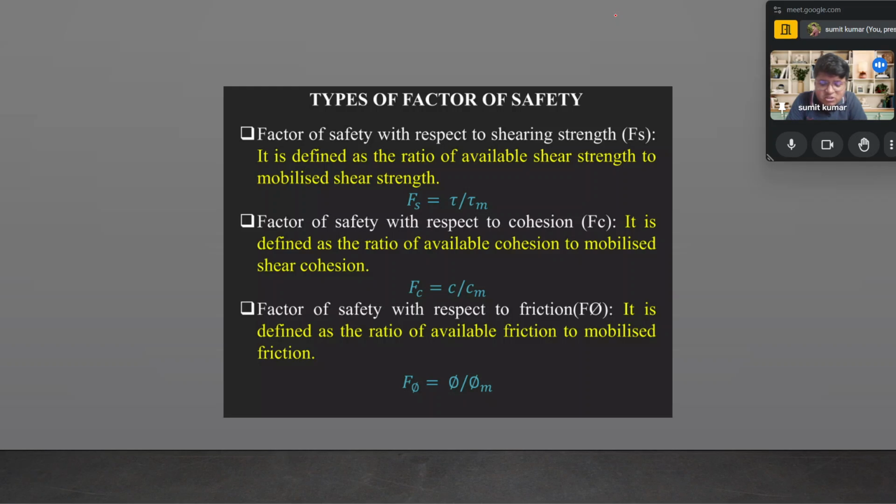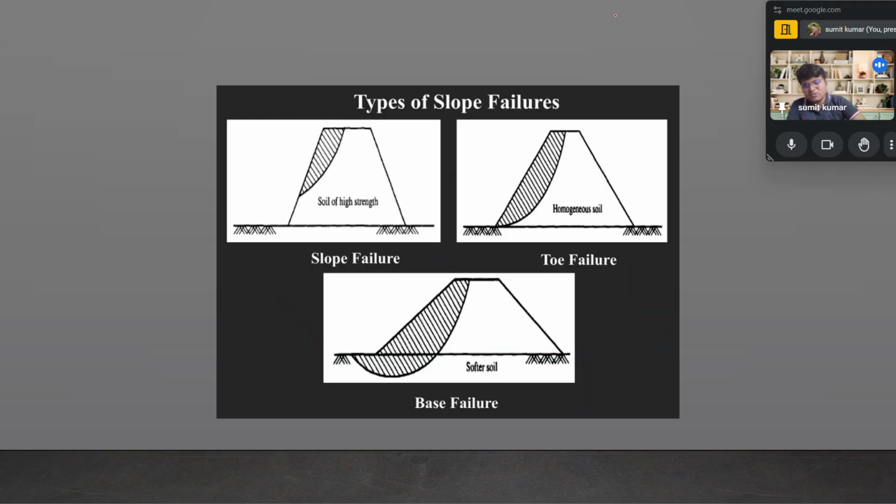Similarly, the factor of safety with respect to cohesion is defined as the ratio of available cohesion to the mobilized cohesion, that is, C by Cm. And as we go ahead, the factor of safety with respect to friction is defined as the ratio of available friction to the mobilized friction. So F phi is phi upon phi m, or sometimes also tan phi upon tan phi m, as the phi value may be small. That's why it is written like that.